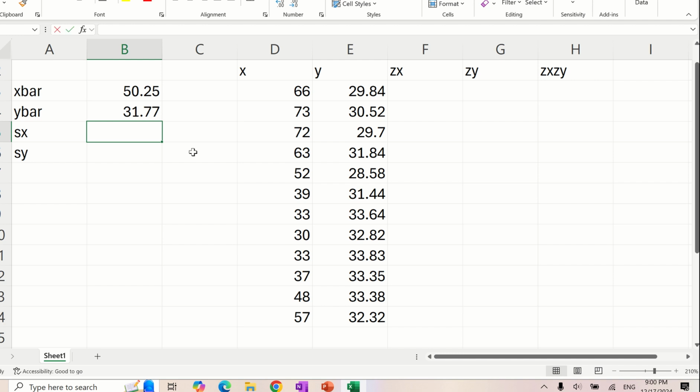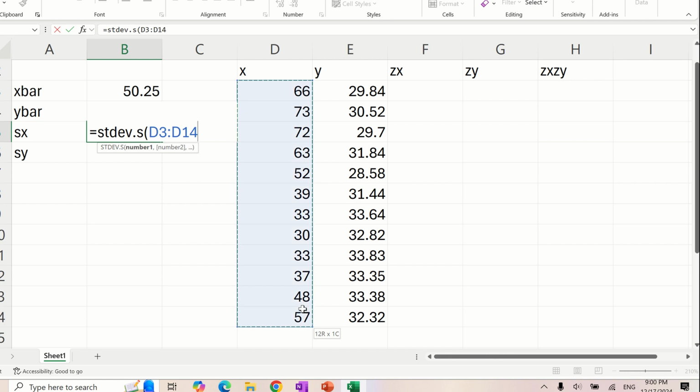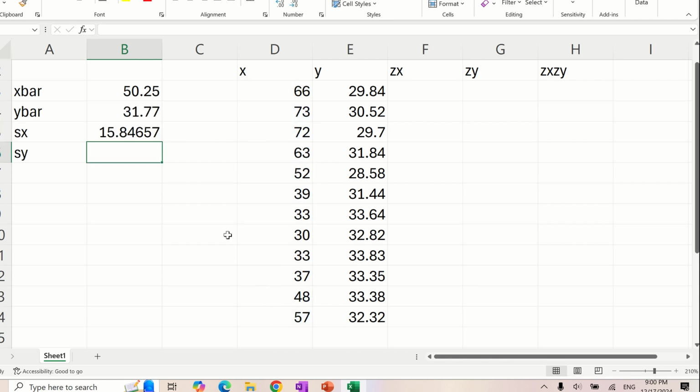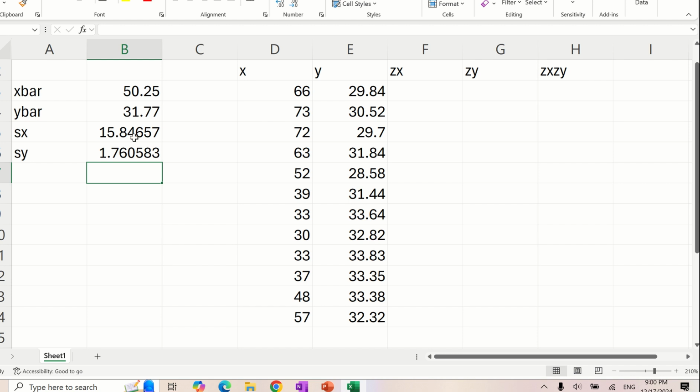Now, SX equals standard deviation, STDEV.S. That's the standard deviation for the sample, S. And we want to do this for X. Okay, and then equals STDEV.S for Y. Okay, and round this to 2 decimals, so that's going to be 15.85. And then this is going to be 1.76. I'm just going to type it in.